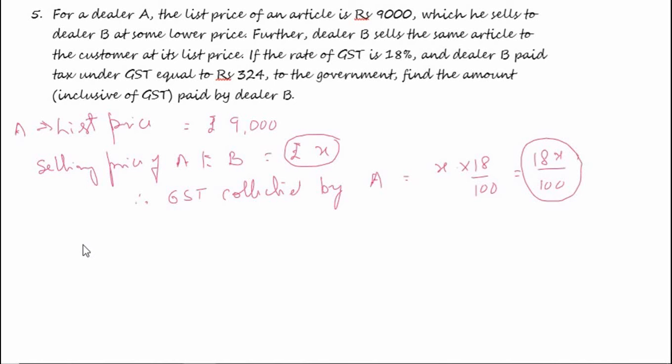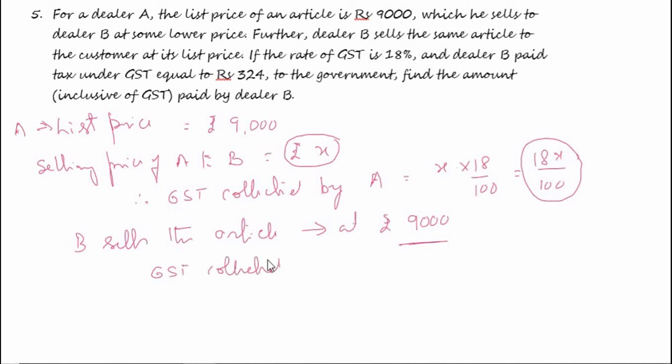Now B sells the article at list price at rupees 9,000. He sells at rupees 9,000. Now what is the tax collected? What is the GST collected by him? So GST collected by B, that is 18% of this one. So it is 9,000 into 18 divided by 100.